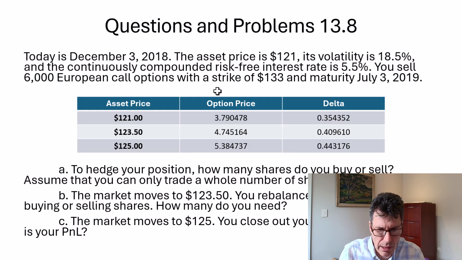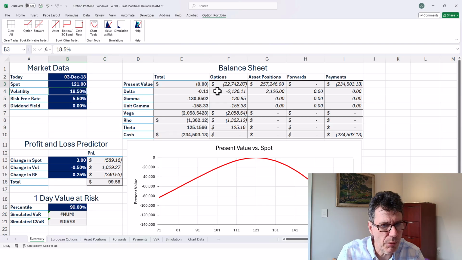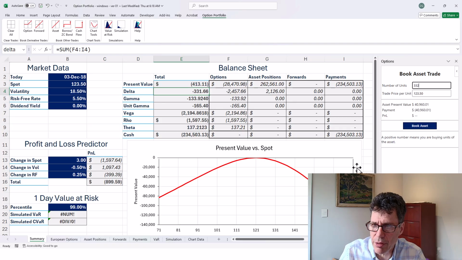Part B, the market moves to 123.5. We rebalance our delta hedge by buying or selling shares. How many do we need? Okay, so the market moves to 123.5. We lose some money, $413.11. We're going to rebalance our delta by buying 332 shares, just rounding to the nearest share. So we're going to buy 332 shares.